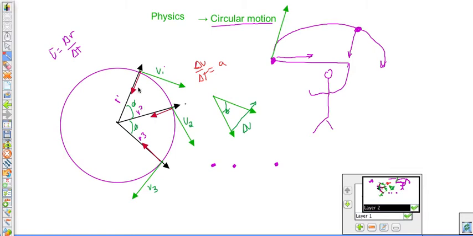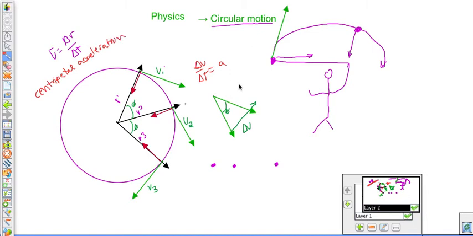So the acceleration vectors are center-seeking, and that's why we call it centripetal acceleration. So centripetal means center-seeking. So this is centripetal acceleration.